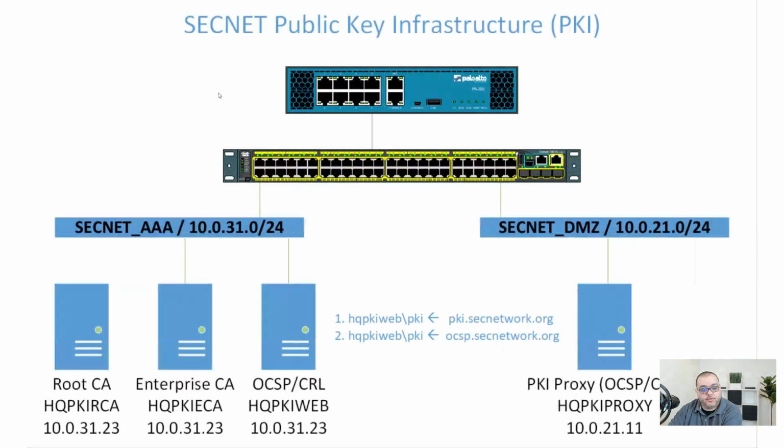So in this video, we built the OCSP CRL web server, and we tested connection through the PKI proxy to the server. So that is working as expected. All right, so that's going to be the end of today's episode on building out a web server as part of our PKI solution.